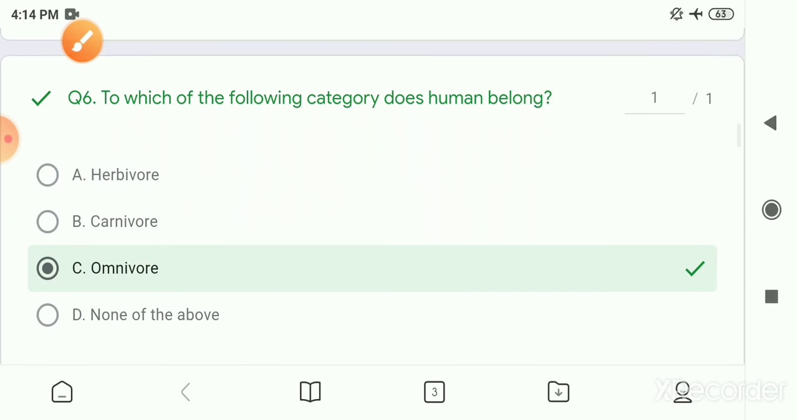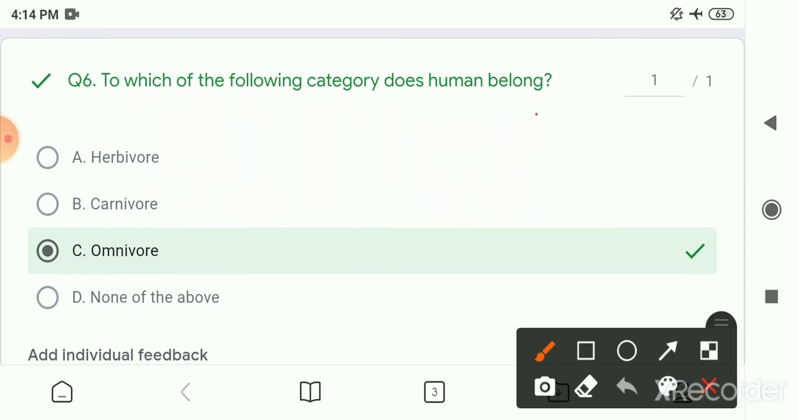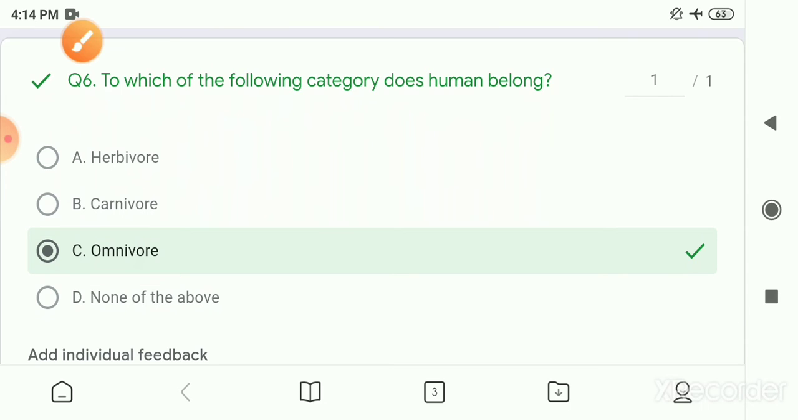Next, sixth number, to which of the following category does a human being belong? Options are herbivore, carnivore, omnivore or none of the above. So here your answer is option C, that is omnivore. Humans are omnivorous, as they are eating plant products or plants and animals as well. So they are omnivorous. The answer is option C.